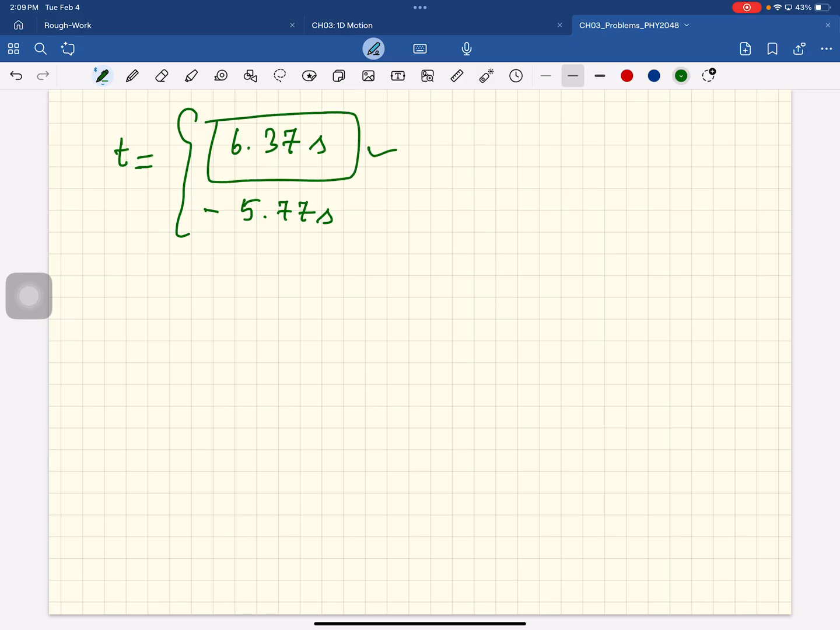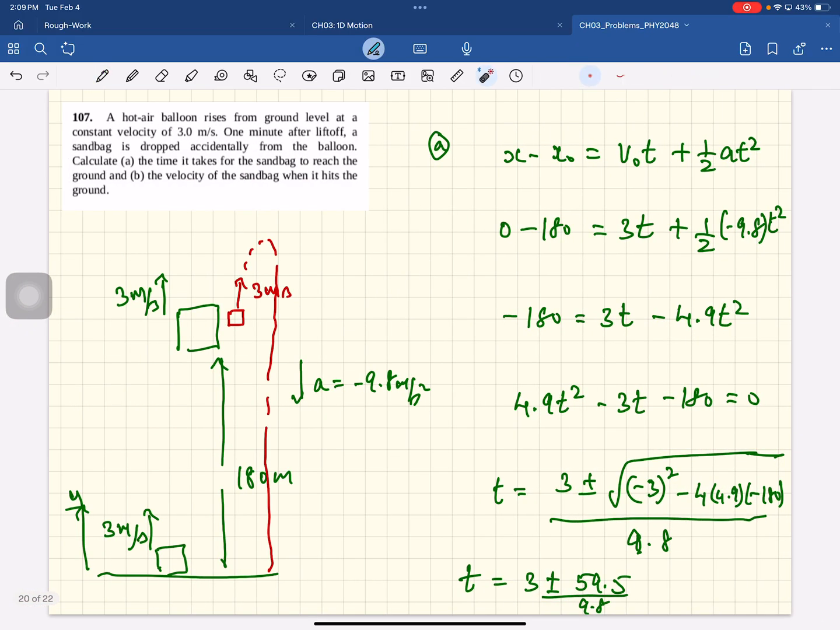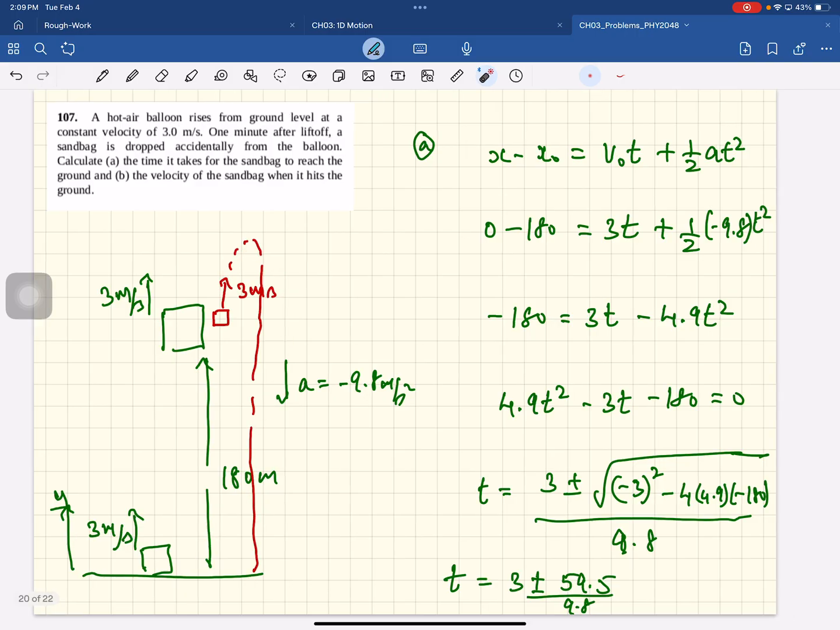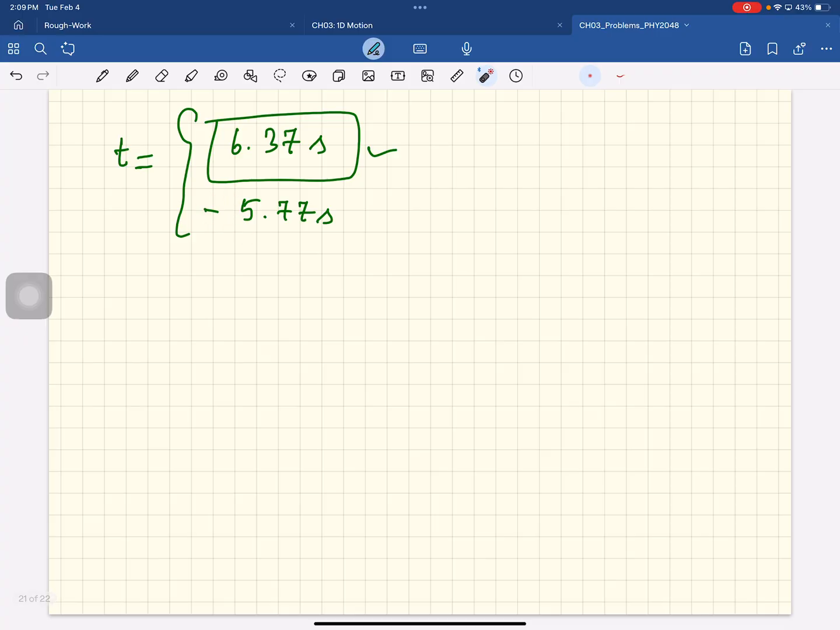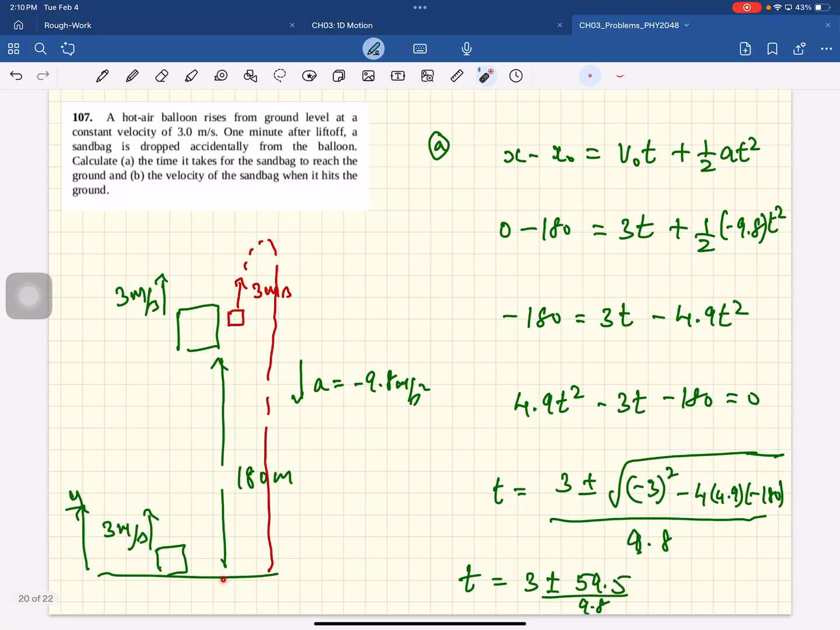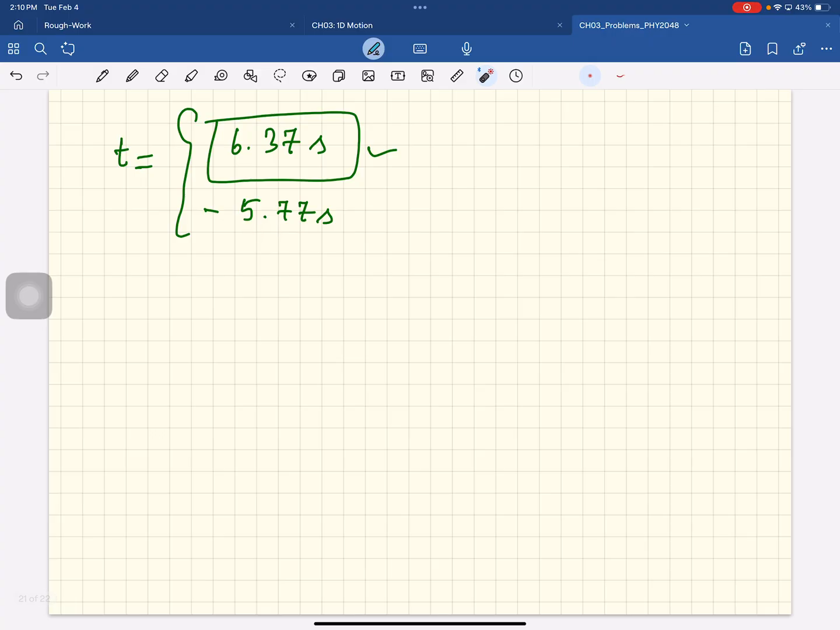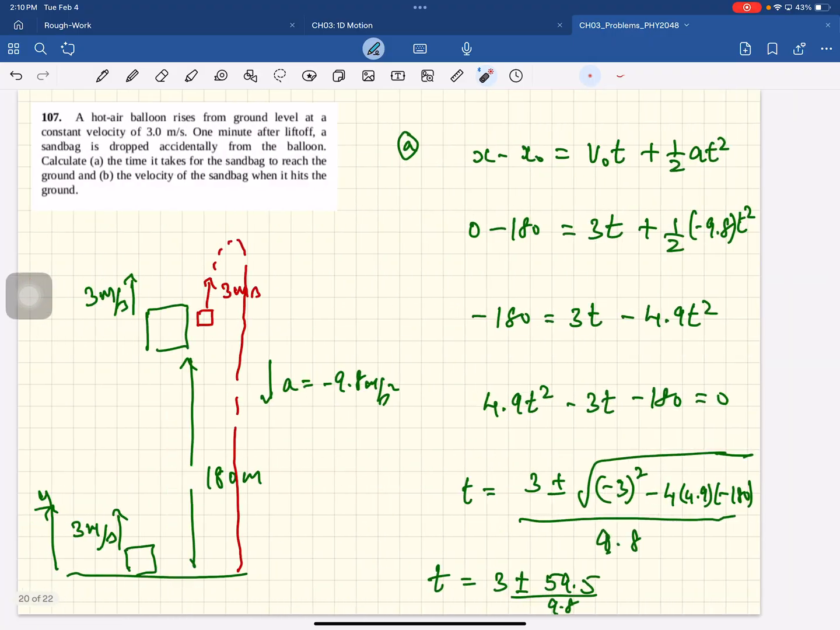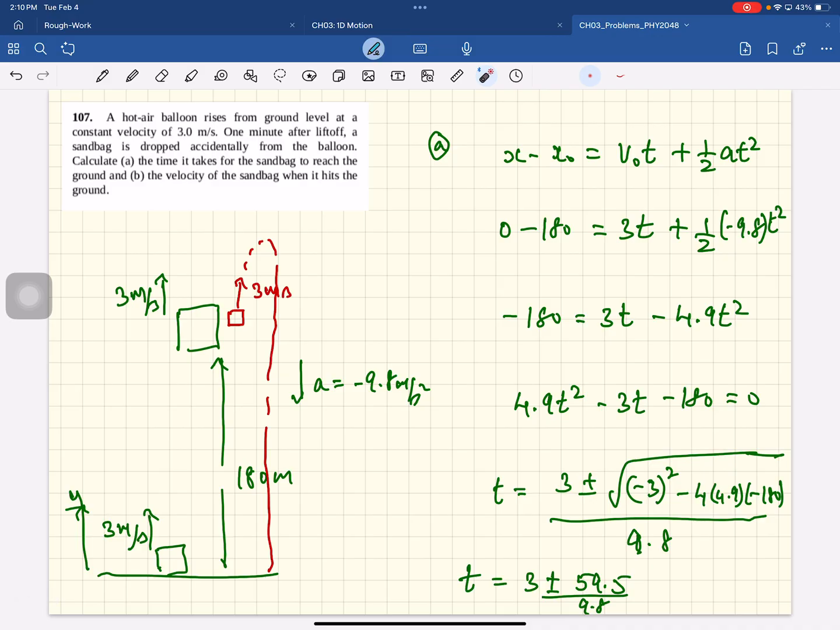So the sandbag hits the ground 6.4 seconds later. Okay. What this solution, the negative solution, is telling you is the following. Had you thrown the sandbag from the ground at a velocity such that it would have had 3 meters per second there, it would have been on the ground 5.77 seconds ago, or negative 5.77 seconds, if this is time t equal to 0. Okay. That's what that negative solution means.